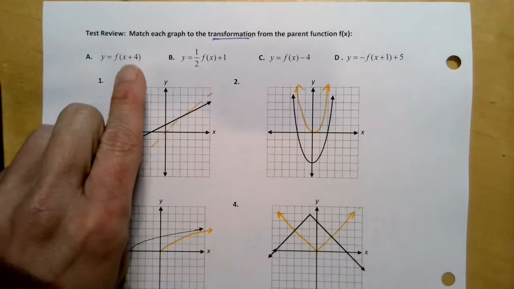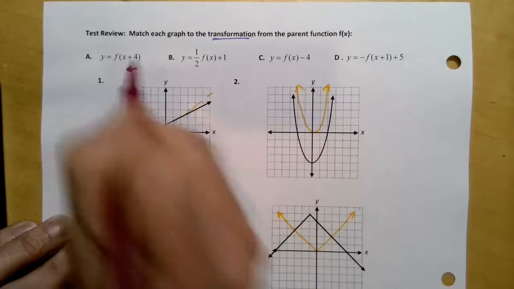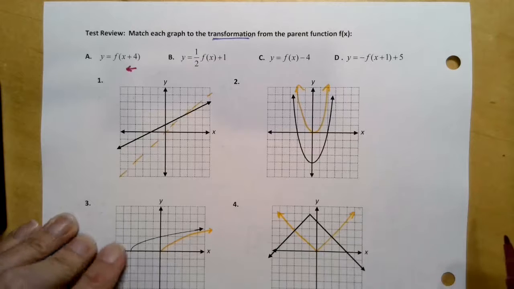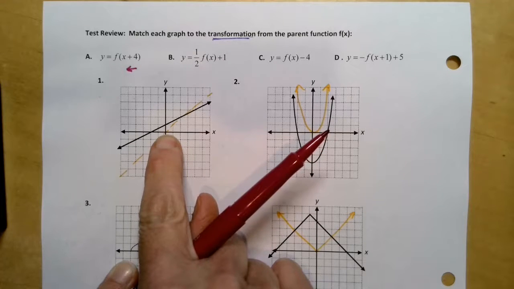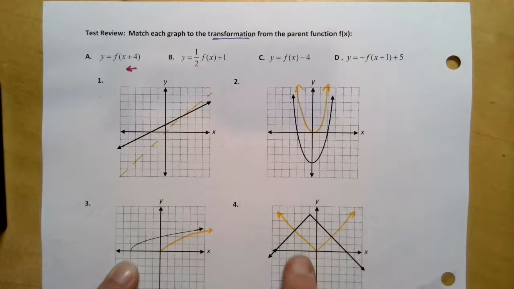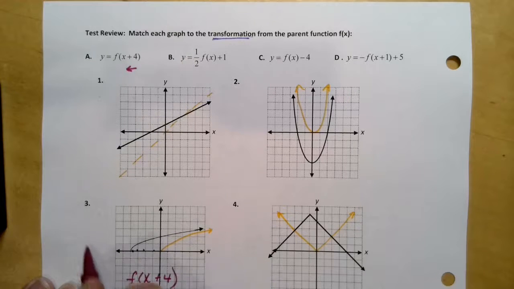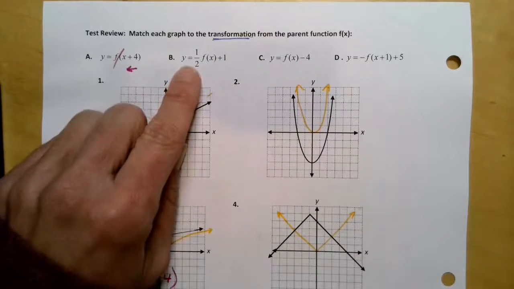So this plus 4 means that my graph was moved to the left 4. So when I look here, this one has not been moved to the left 4. Not for here. This has been moved to the left 1, but here, 1, 2, 3, 4, this must be f of x plus 4. So this one matches up with A. All right, let's take a look at B.